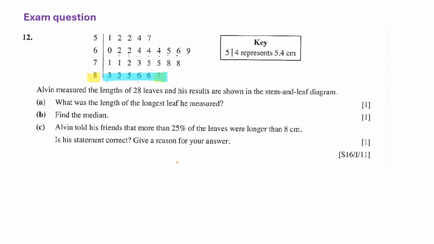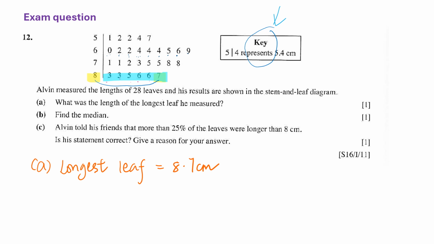All right, what was the length of the longest leaf? Yes, first of all, we need to understand the key, very important. So 5 vertical line 4 means 5.4 cm, right? So the longest leaf will be 8, this one here, which is 8.7 cm. So understanding the key is very important. First thing first, must understand the key. So the longest leaf is 8.7. What do you think is the shortest leaf? Yes, the shortest leaf will be 5.1.